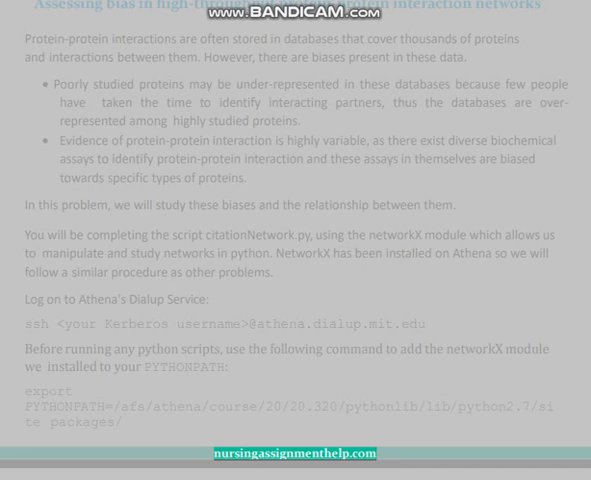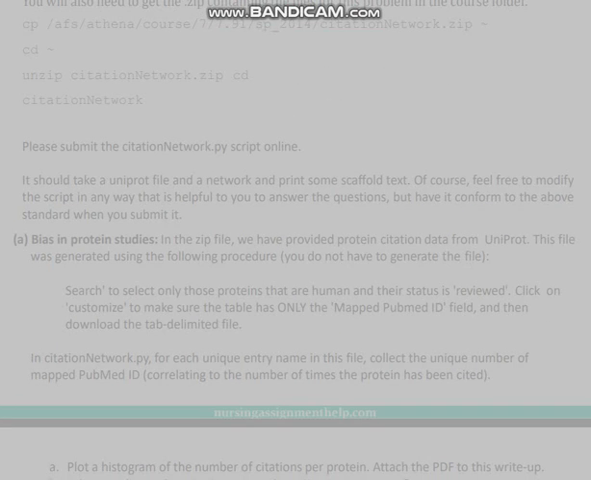Otherwise, you will get an ImportError. You will also need to get the .zip containing the files for this problem in the course folder. cp /afs/athena/course/7/7.91/sp_2014/citation_network.zip, cd, unzip citation_network.zip, cd citation_network.